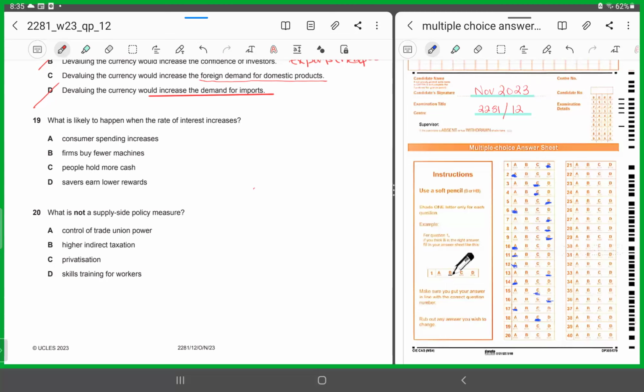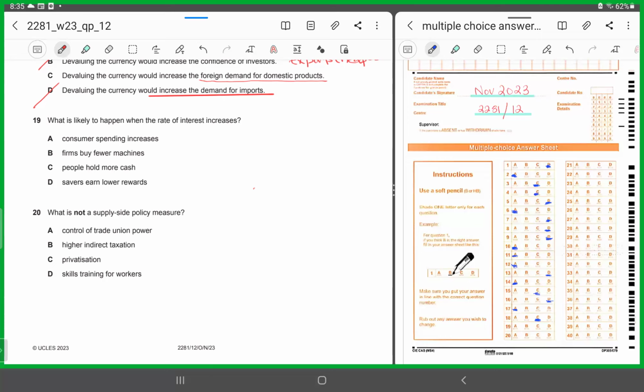19. What is likely to happen when the rate of interest increases? What happens when interest rate increases? We save more, right? And would it be easier to borrow money from the bank? No, it will be relatively difficult for firms to borrow, right? So consumer spending will increase.